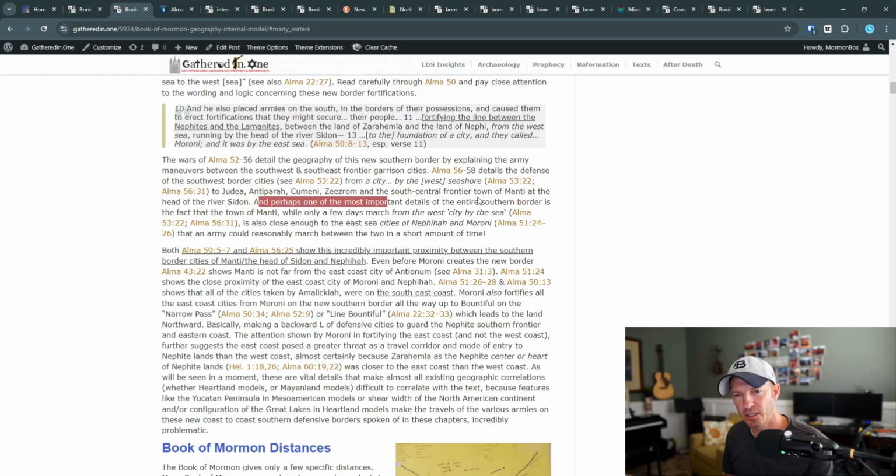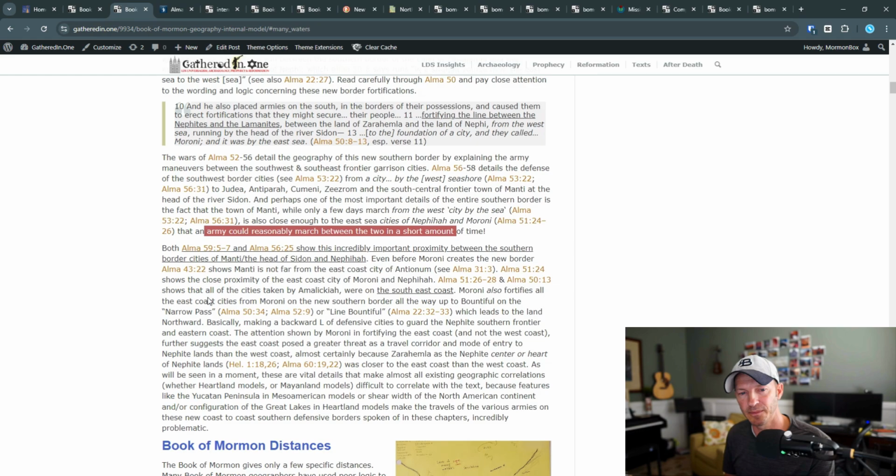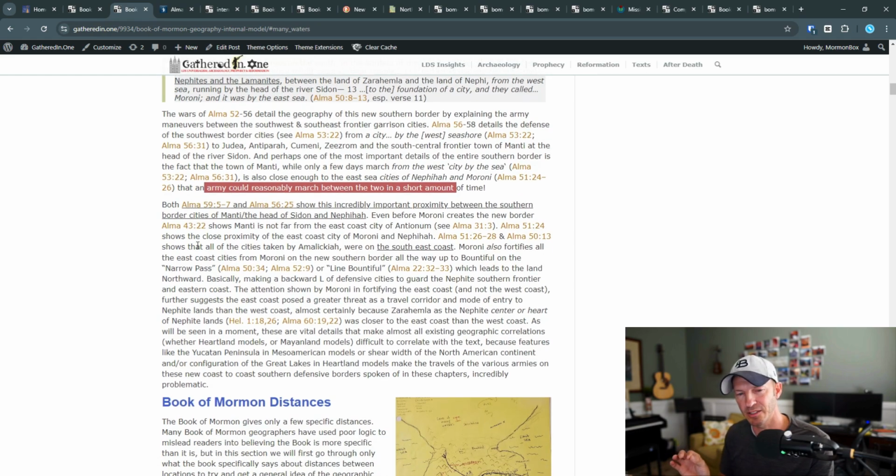And perhaps one of the most important details of the entire southern border is the fact that the town of Manti, while only a few days' march from the west city by the sea, right, which those wars made clear, is also close enough to the east sea cities of Nephihah and Moroni that an army could reasonably march between the two in a short amount of time. Okay, big deal. Some people might disagree with that. Read it for yourself. I absolutely think that is totally set in the text. It's hard to get around.